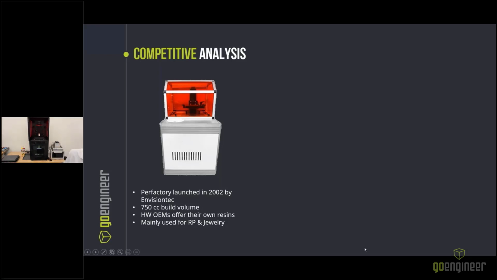So let's start at the very beginning when DLP was first invented by EnvisionTech back in 2002. Their first machine only had a 750 cc build volume, very, very small. And all resin that was on the market was exclusively offered by EnvisionTech. The main purpose of this machine was rapid prototyping and jewelry of very small, fine-featured parts.